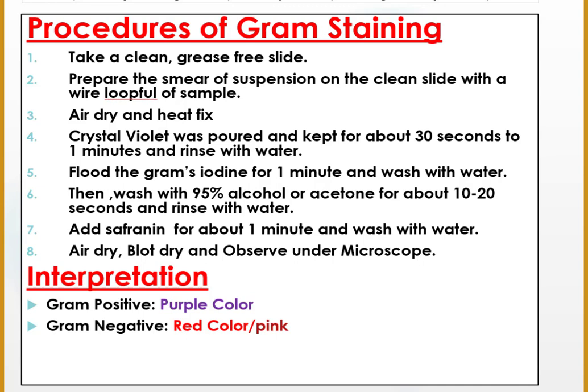And lastly, slide cells should be air dried through blotting and observed under a microscope. After all these procedures are accomplished, bacteria might appear purple or red in color. You see, when bacteria are stained with the primary stain crystal violet and fixed by the mordant, some of the bacteria are able to retain the primary stain and some are decolorized by alcohol.